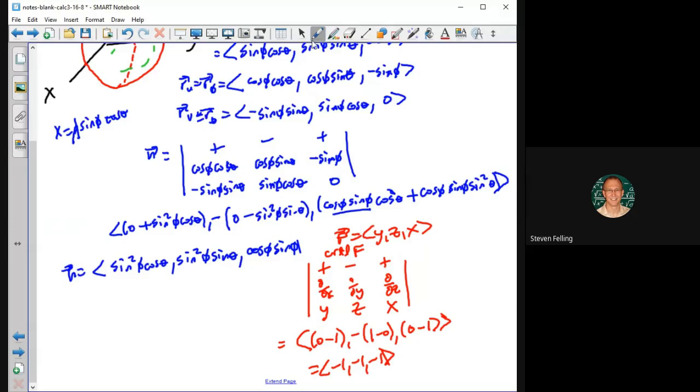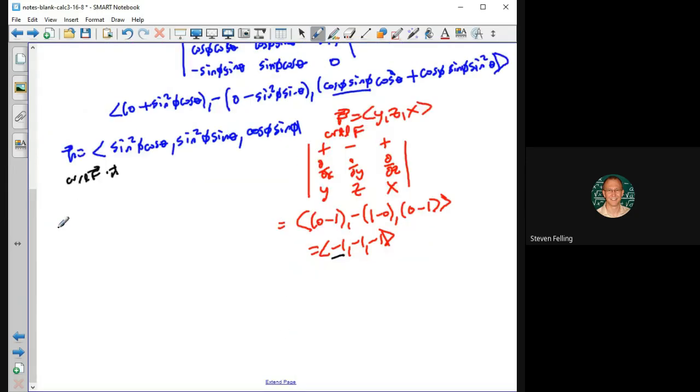Okay, so the integral says I've got to take the dot product of this curl with this. So it's going to be negative 1 times this plus negative 1 times this plus negative 1 times this. So let's look at what curl of f dot n is. And that is negative sine squared phi cosine theta minus sine squared phi sine theta, and then minus cosine phi sine phi. Right?